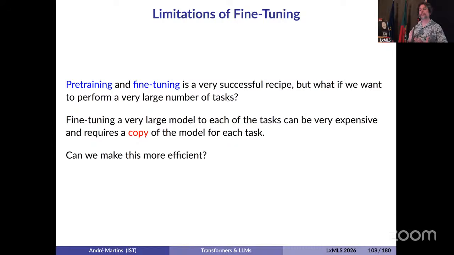But this has several limitations, okay? A big limitation is that if you want a model that performs a very large number of tasks, if you are not interested only in, let's say, sentiment classification, but you want a model that can perform 1,000 tasks, then this becomes quite expensive, right? You don't want to fine-tune your model 1,000 times, one for each task. It's going to be quite costly, and you are going to end up with 1,000 copies of the model, which is going to consume a lot of memory. So can we make this more efficient?